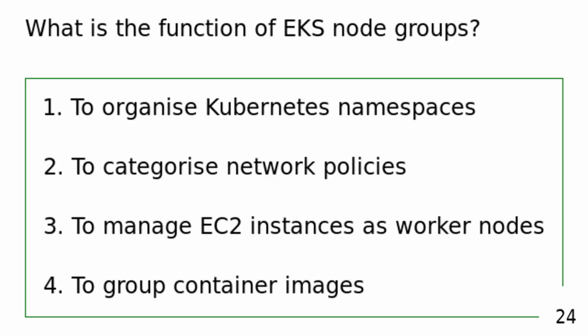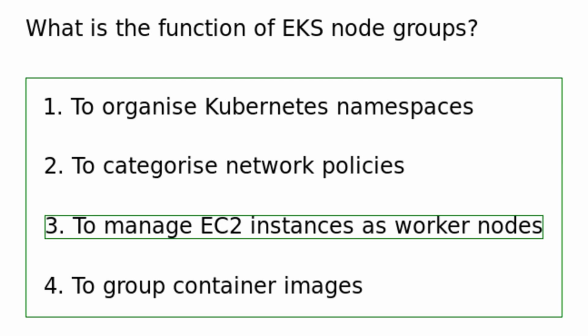What is the function of EKS node groups? To organize Kubernetes namespaces. To categorize network policies. To manage EC2 instances as worker nodes. To group container images. EKS node groups help you manage EC2 instances as worker nodes, handling provisioning and lifecycle.